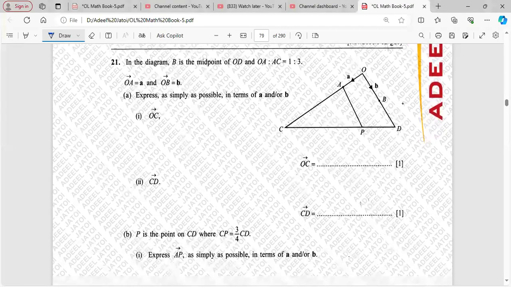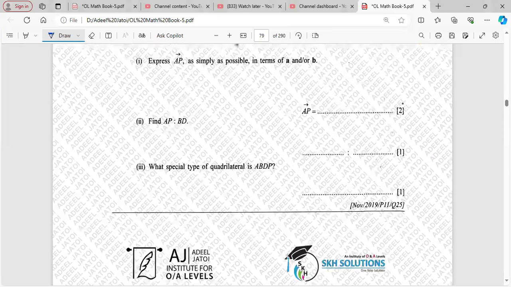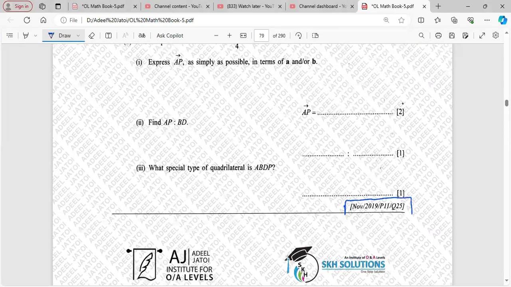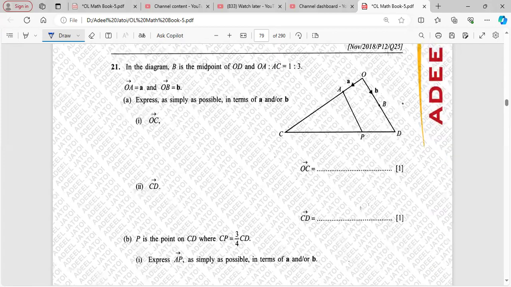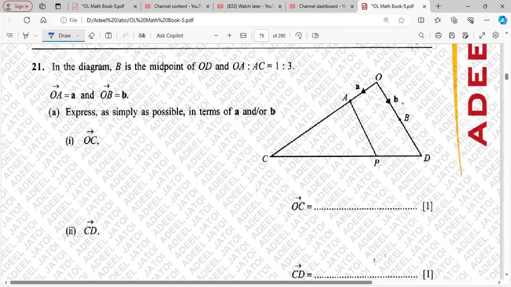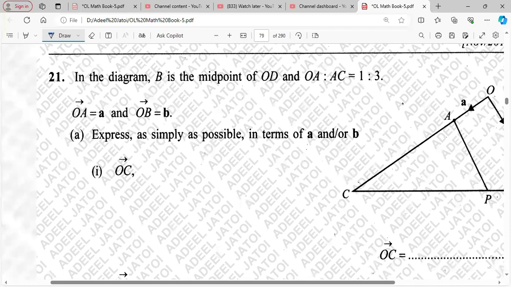अच्छा जी, क्वेश्चन नंबर 21, नवंबर 2019 पेपर 1 क्वेश्चन नंबर 25। ठीक है जी। तो इन द डायग्राम, B is the midpoint of OD and OA is obviously A. The ratio AC is 1:2, 1:3. OA is A, OB. Now 1:3, if you need to understand this, you need to be very clear.